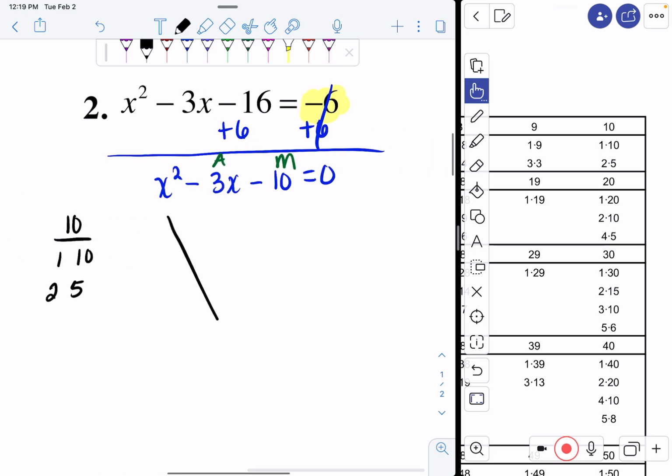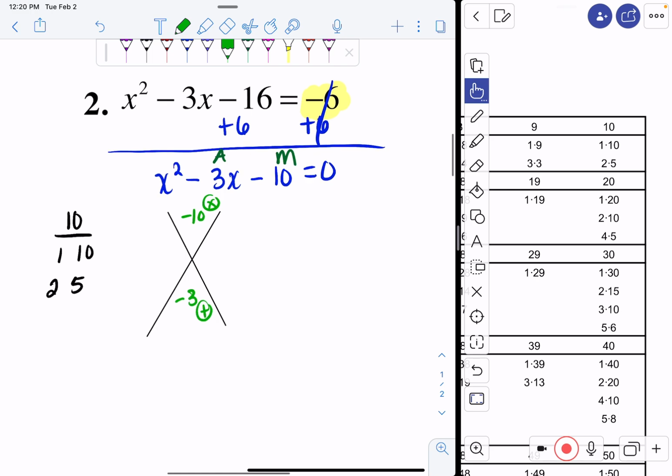Draw the diamond. Negative 10 goes up top. Negative 3 goes downstairs. So I want to find two numbers that multiply to a negative 10 and add up to negative 3. We know that it's definitely not going to be our 1 and our 10, so it has to be our 2 and our 5. The reason why I know it's not a 1 and a 10 is because I know 1 and 10 will never give me a negative 3. But I can play around with my 2 and 5 to give me a negative 3.